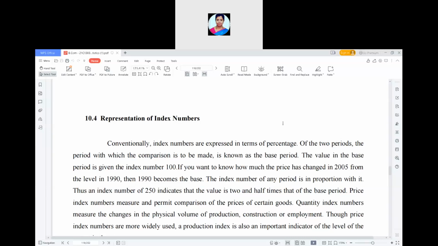And the third point is when we are selecting the base, a decision has to be made as to whether we have a fixed base or chain index. In the fixed base method, the year or a period of years to which all the other prices are related is constant for all the items.